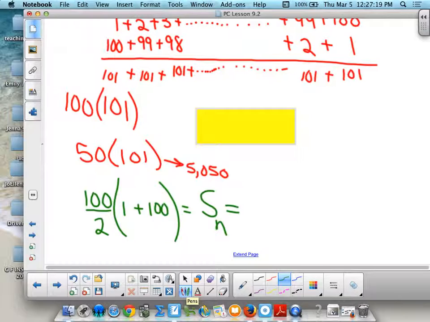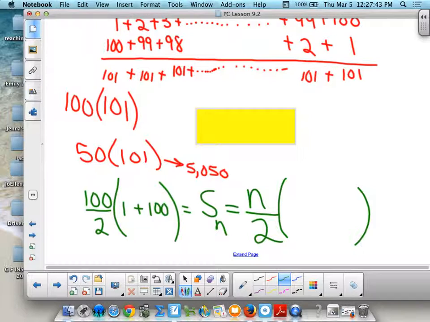Okay, so what goes here, guys? What goes right there? It's going to be n, this number. I added 100 numbers, you put the n there. But what did we do to the 100 numbers? We cut them in half, didn't we? So the formula would be, however many numbers you're adding, take the number, cut it in half, take it times.